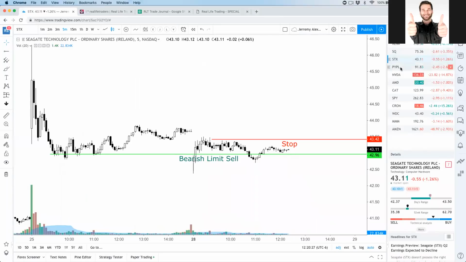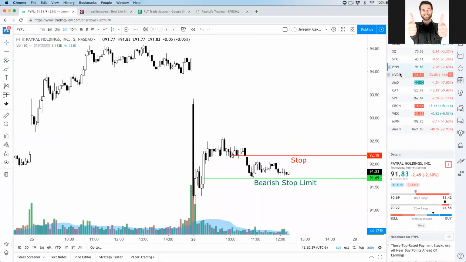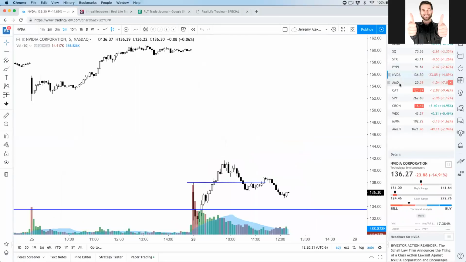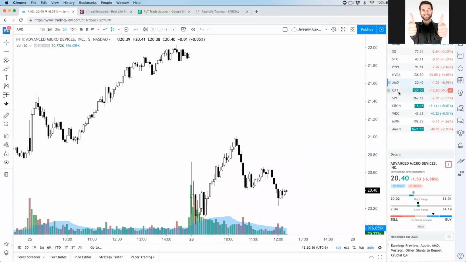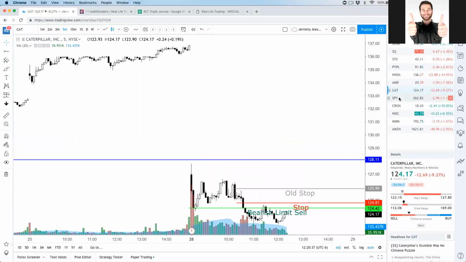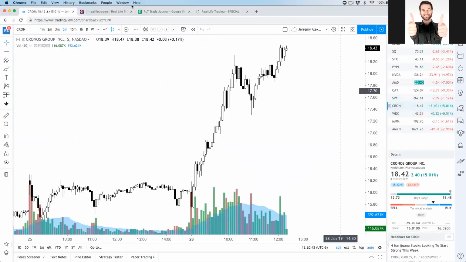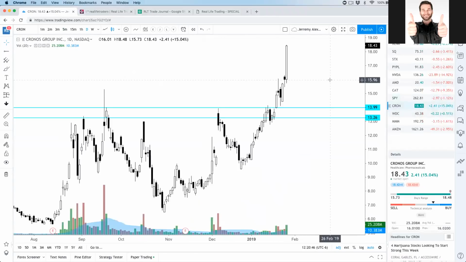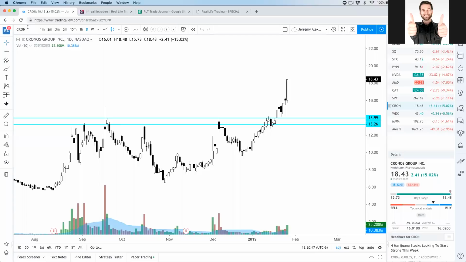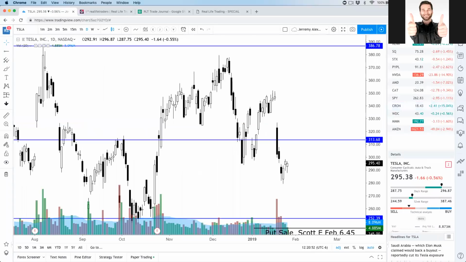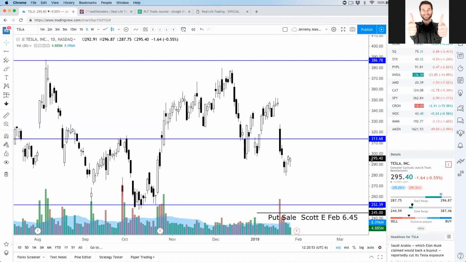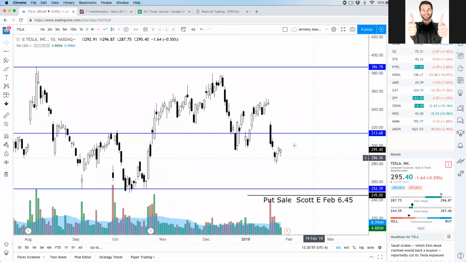I'd really like Square to break down. That would be nice. PayPal still very sideways. NVIDIA kind of popping. AMD just hanging out. Caterpillar, we talked about getting out of that earlier. SPY trying to bounce. CRON just hanging out, having a field day. Quran just going bananas. Some traders asked about Tesla earlier, and Tesla is not really doing that much. Nice little lower shadow. Earnings around the corner on Tesla.